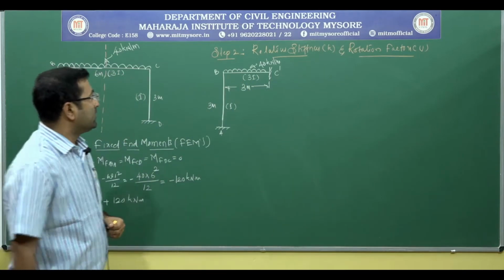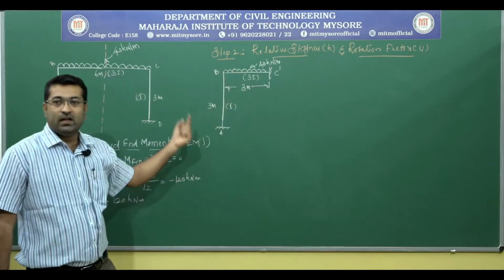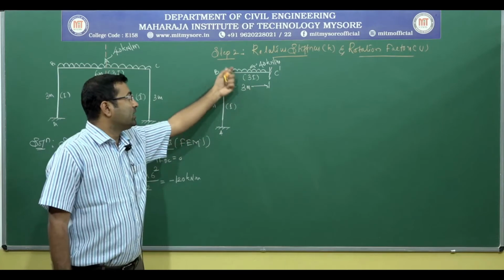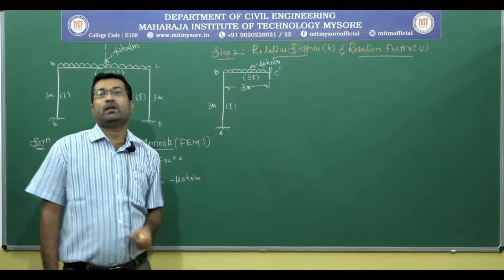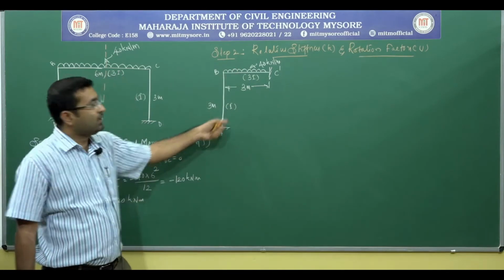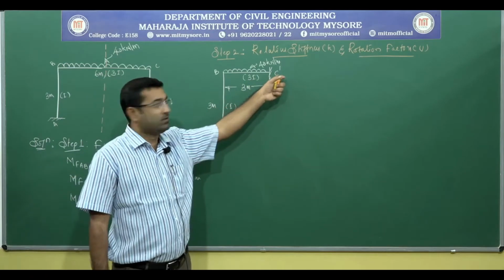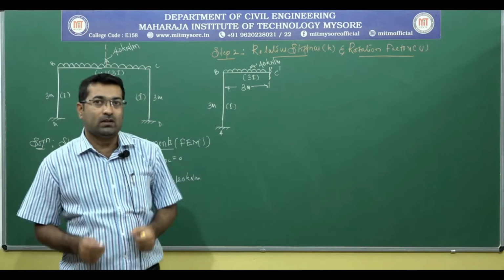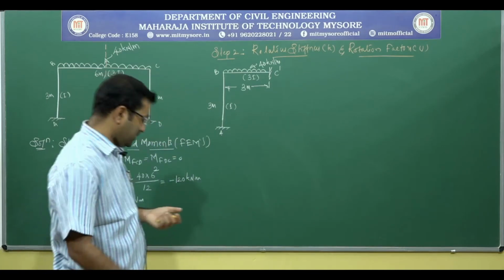Now if I see the left part carefully, here we have only one joint, B. This is an end A, this is an end C dash. We have only one joint B, so I need to use that for the further calculations.